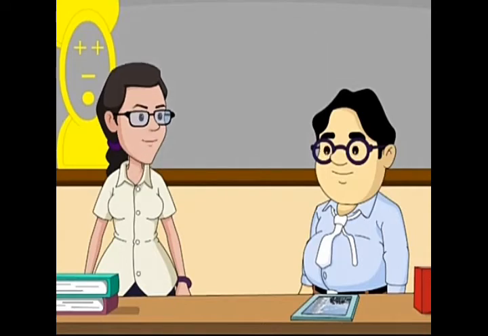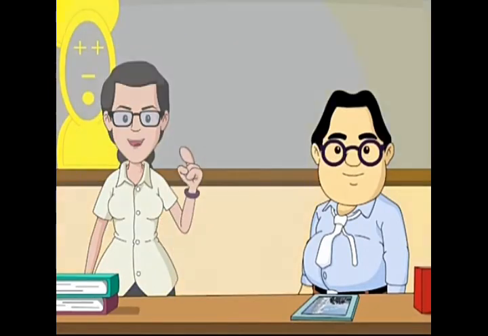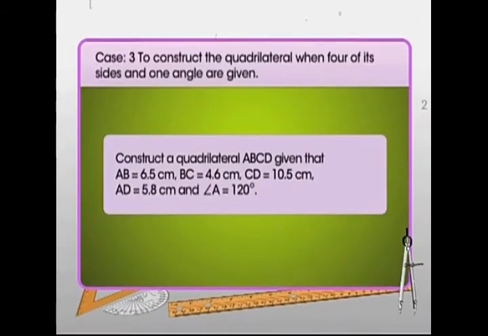In fact, you can construct a quadrilateral when all 4 sides and an angle are given. Let's see how in the virtual world. Consider the steps to construct the quadrilateral when 4 of its sides and 1 angle are given.